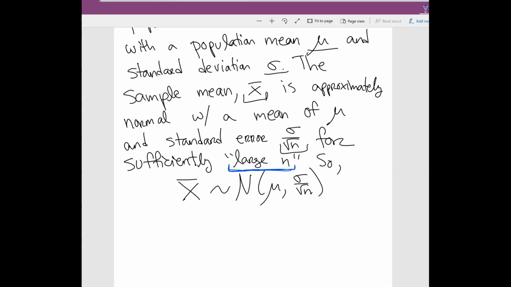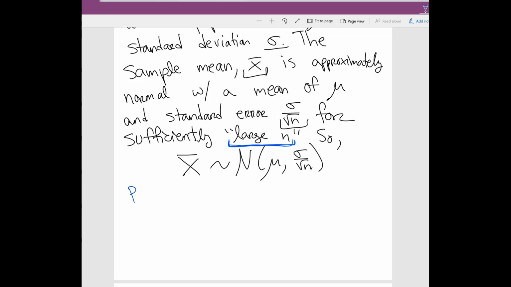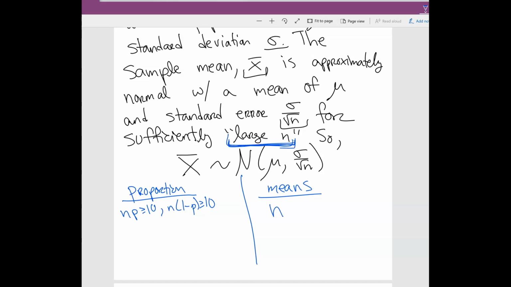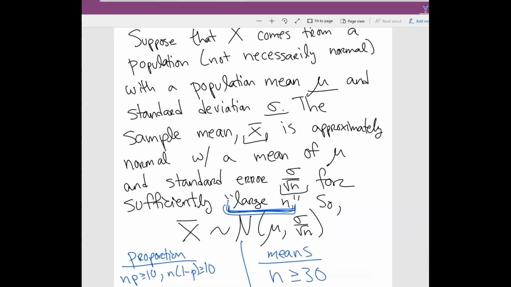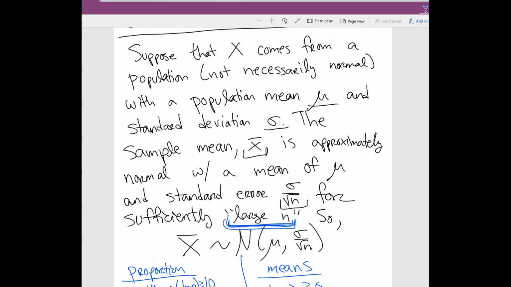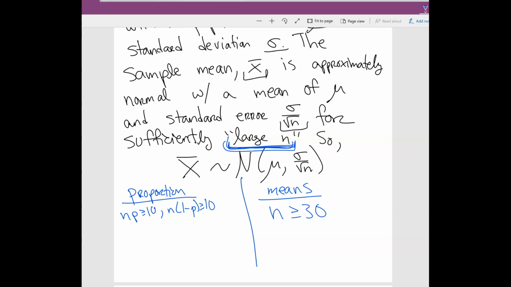So what exactly does this mean? Because with proportions, what we had was that np has to be greater than or equal to 10, and n(1 minus p) had to also be greater than or equal to 10. For means, what does it mean to be sufficiently large? In this class, we're going to say that n has to be greater than or equal to 30. That's what's going to satisfy this central limit theorem. So basically, our sweet spot is that n has to be greater than or equal to 30 in order to be able to do this type of problem.